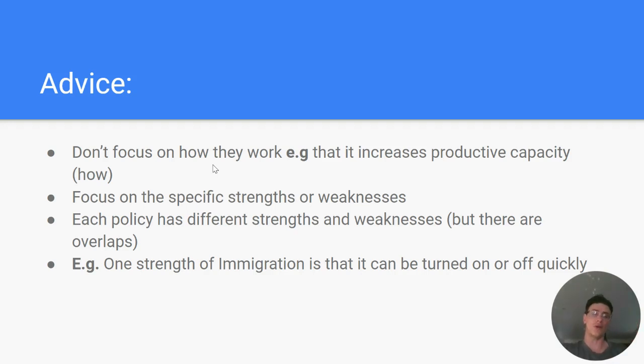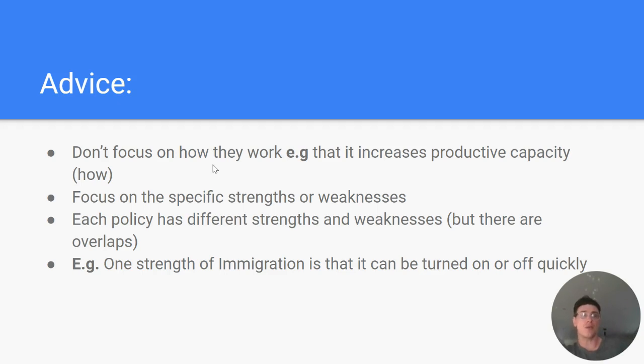Students often focus on how, for some reason with aggregate supply policy, this happens. It doesn't happen so much with aggregate demand policy. But for aggregate supply policy, they focus on how the policy works rather than saying this is the strength of this particular policy or the policies in general. So you need to make sure you focus on the specific strengths and weaknesses of aggregate supply policies.